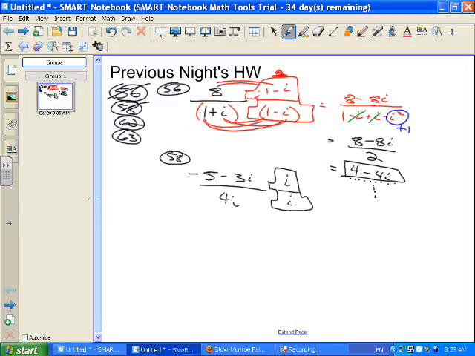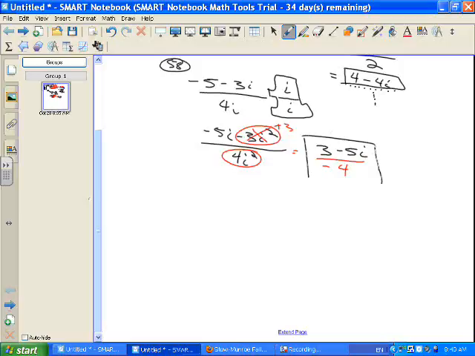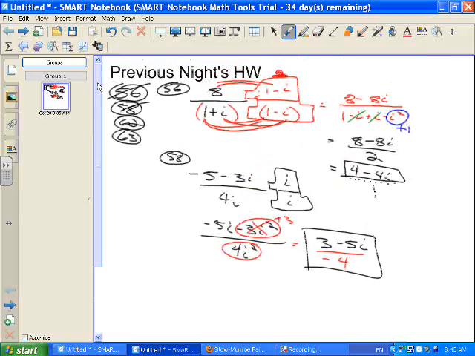Okay. So when I distribute the top, I'm going to get negative 5i minus 3i squared over 4i squared. So what do I really have down here? Negative 4. And then what is this? Positive 3. All right, so now in the top I've got 3 minus 5i. And I just flip the order there. And then I have a negative 4 in the bottom, and that one is now acceptable.